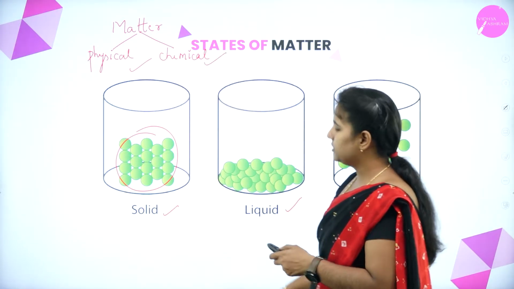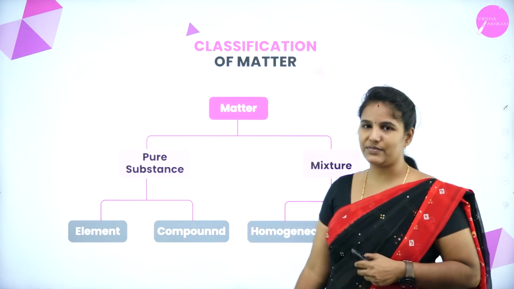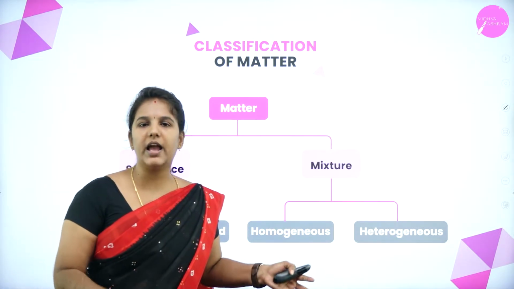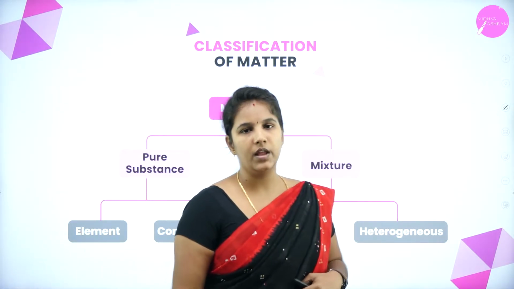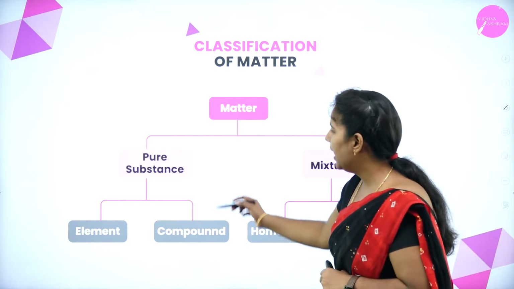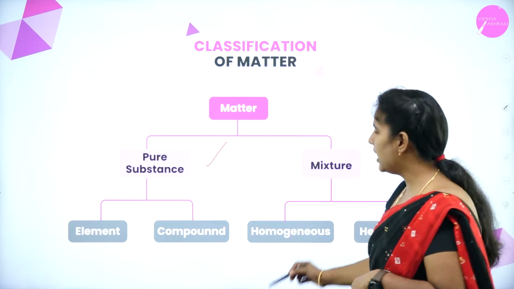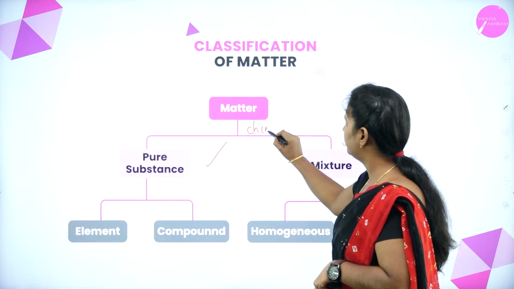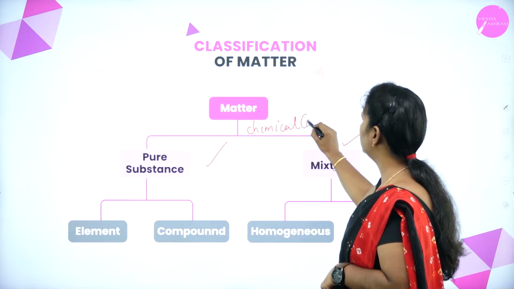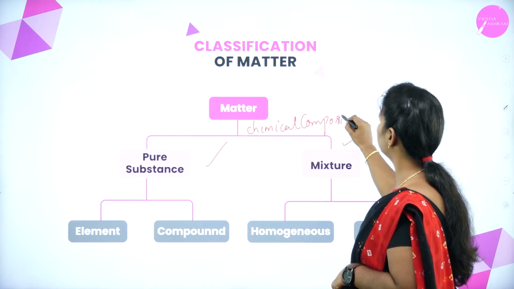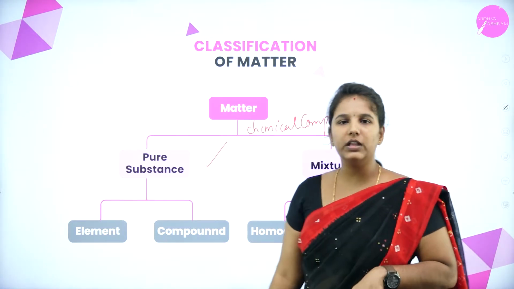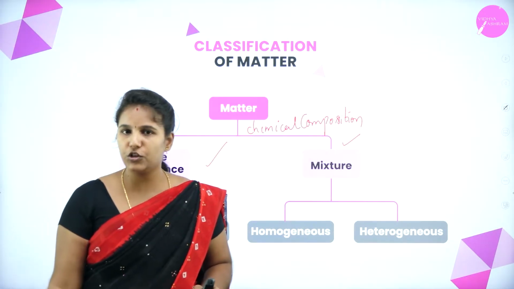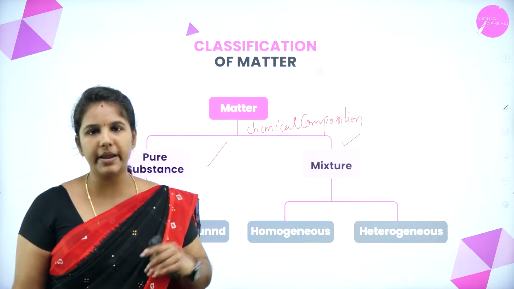So coming to the chemical classification, the matter can be broadly classified into two types. Do you know which are those? The first one is pure substances and the second one is mixtures, based upon the chemical composition. Based upon the chemical composition, we can classify matter into two types: pure substances and mixtures.